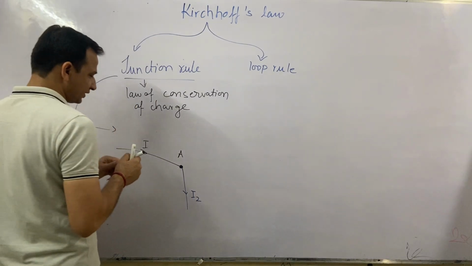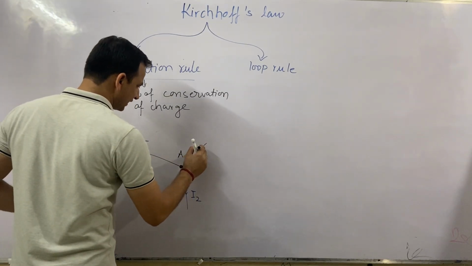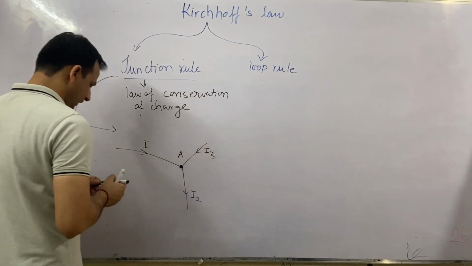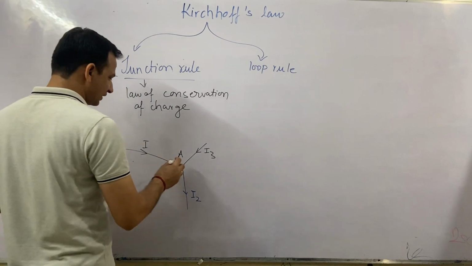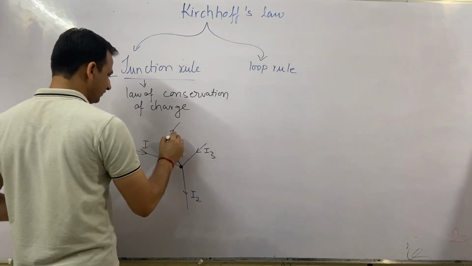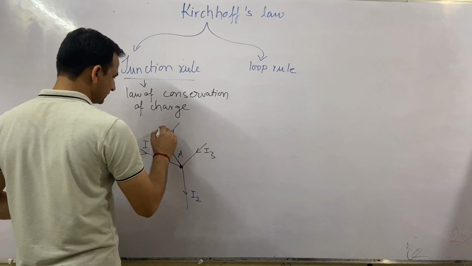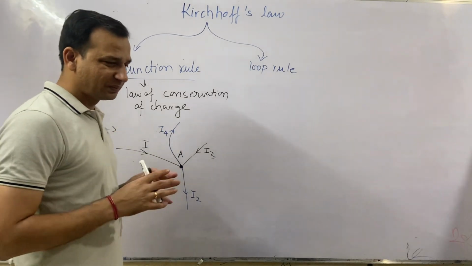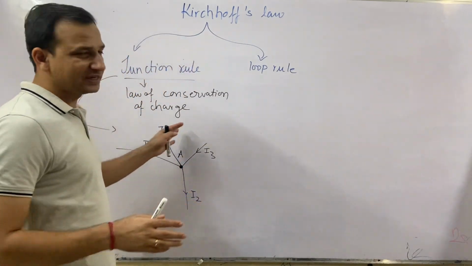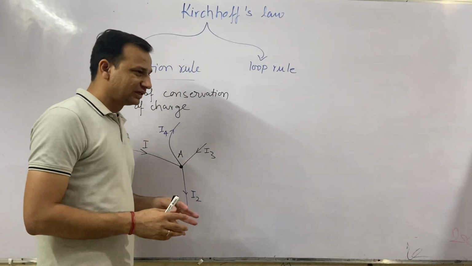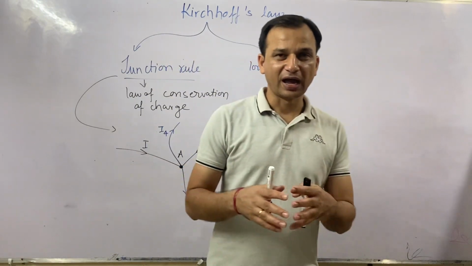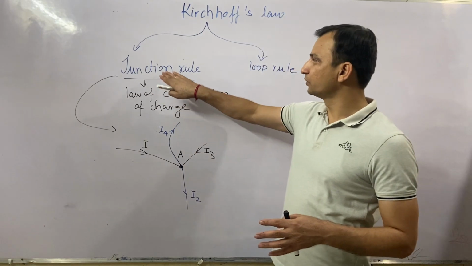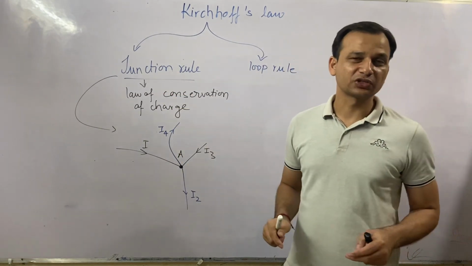From some other direction, imagine there is current entering and this is I3, and in any other direction imagine the current is leaving, so this is I4, and you can take as many currents as you want entering the junction and leaving the junction. It doesn't matter as long as you follow this junction rule. So what is this junction rule?